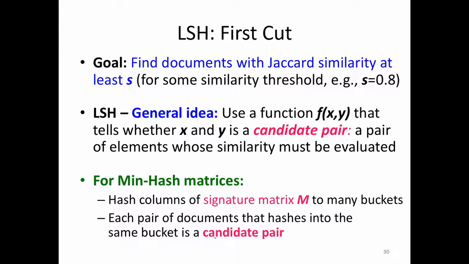Okay, so this is represented by a vector of integers, one corresponding to each permutation of the rows of the document matrix. So this is the M matrix. Okay, this is defined as the M matrix here.